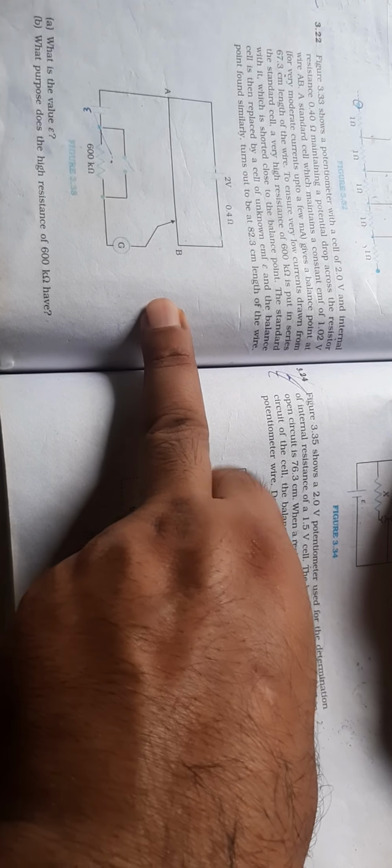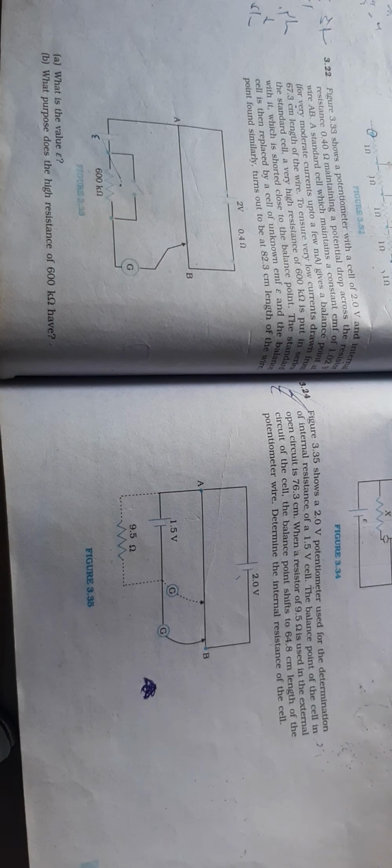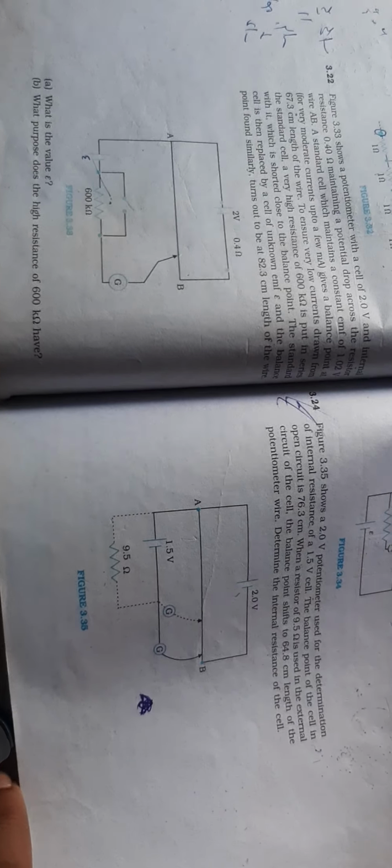So the questions to solve: first, A, what is the value of E? B, what purpose does the high resistance of 600 kilo ohm have? And similarly C, D, E and F. Now come to the calculation, come to the solution.